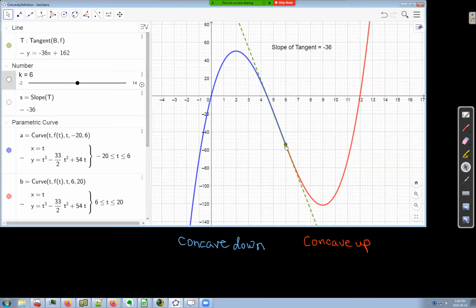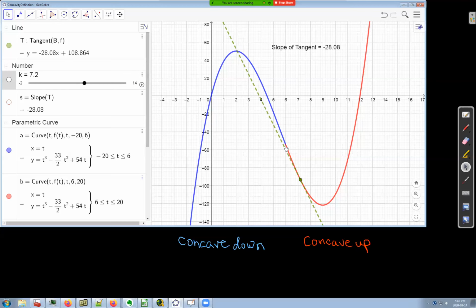Now I want you to stay focused on this number, but now we've moved on to the red part of the graph. And now notice what's going to happen to this number as we move to the right. Okay, so I hope you saw that. As we move to the right, the slope got less negative.